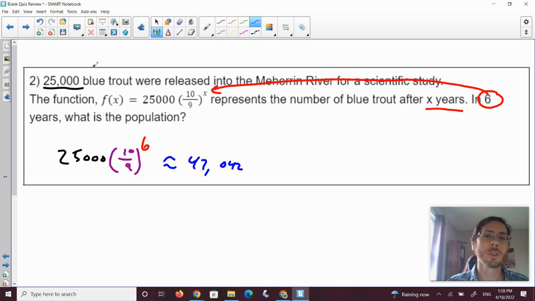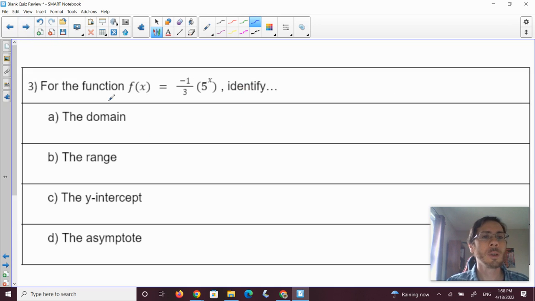So that's number 2. For number 3, for this function, we need to identify a whole lot of things. We have to identify the domain, the range, the y-intercept, and the asymptote. So we've got 4 parts to it. Well, the first part is nice. We notice it's an exponential because we have the x power. So we're going to say that the domain is from negative infinity to infinity because that's what it is for all exponentials.